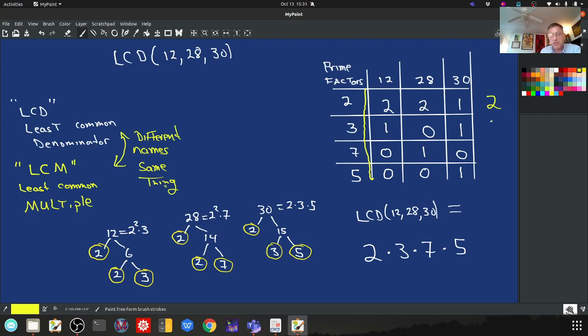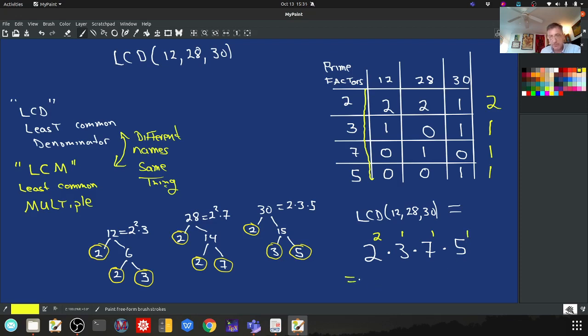So the largest number in that row is 2. The largest number in this row is 1. The largest number in this row is 1. And the largest number in the 5 row is 1. So 2 is raised to the second power. 3 is raised to the first power. 7 is raised to the first power. And 5 is raised to the first power.